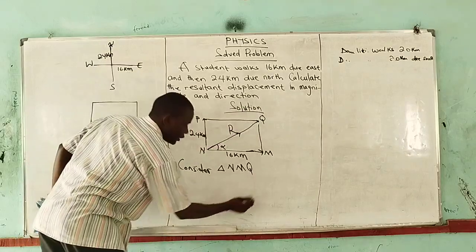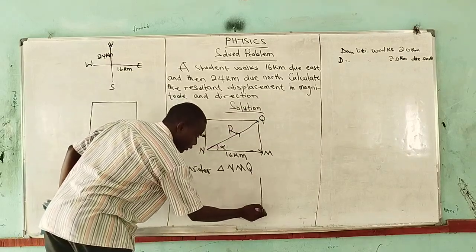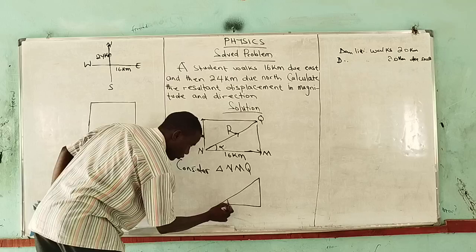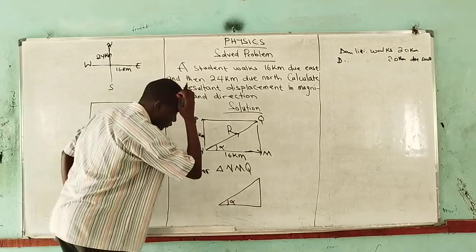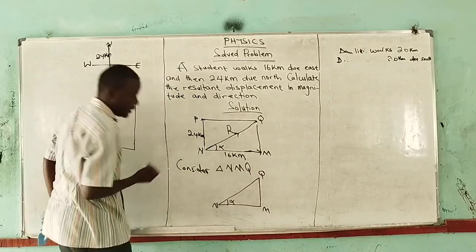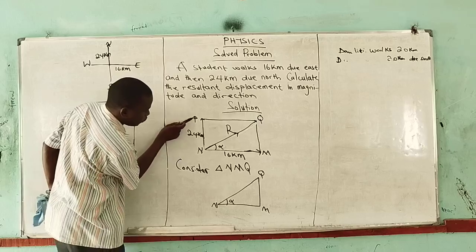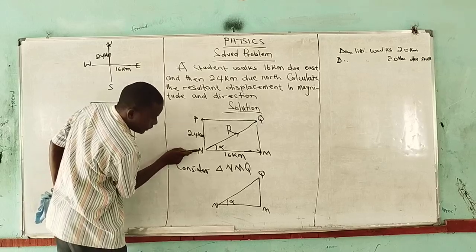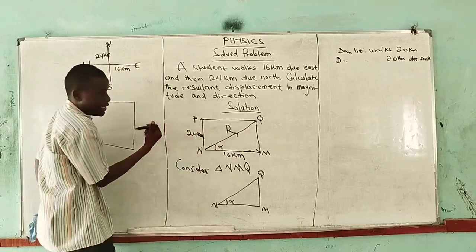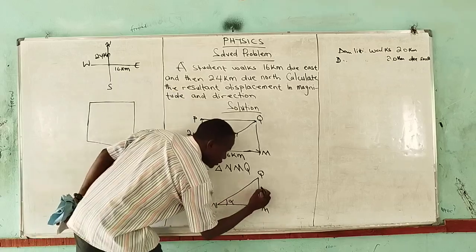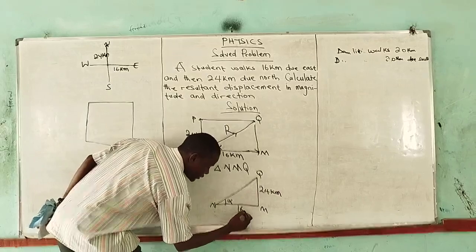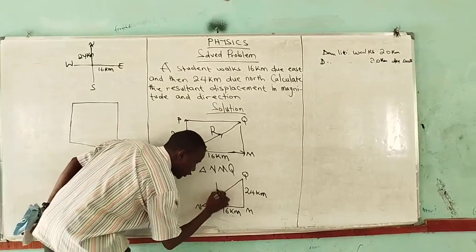NMQ. Look at this, I mean this one. You see? This one is what? Alpha. Don't forget, this one is Q, and this one is M, and this one is N. You all know that PN is equal to QM, the opposite sides of a rectangle. So this is 24, this is also 24 kilometers. This one is 16 kilometers.